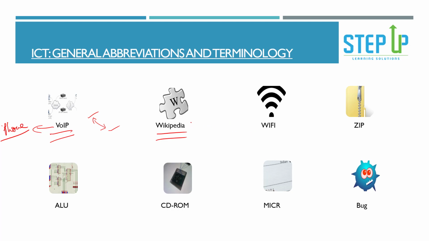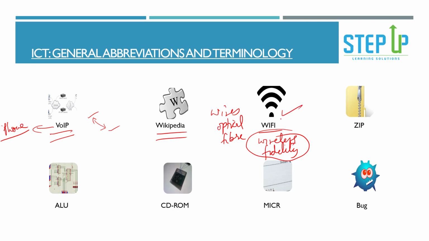Wikipedia, I need not explain, right? The repository of information. Wikipedia is one example of a wiki. Wi-Fi stands for wireless fidelity. That means when you talk about internet connection, it can be enabled through your wires, through your optical fiber, etc. But it can also be done through radio waves, and that is what your Wi-Fi does, right?